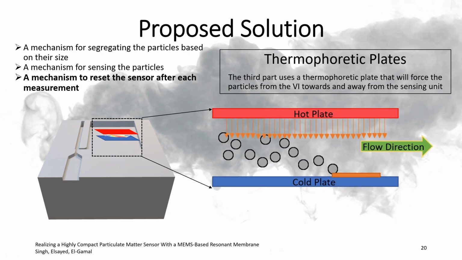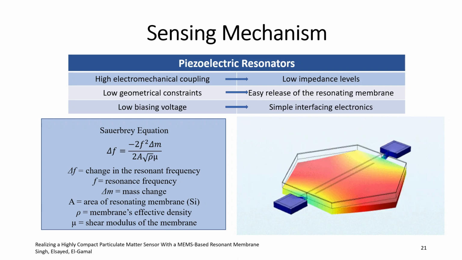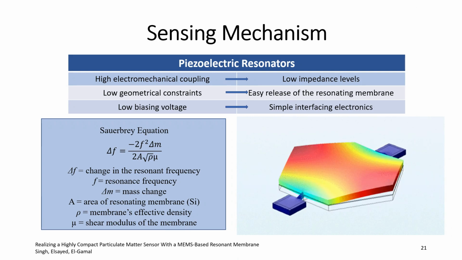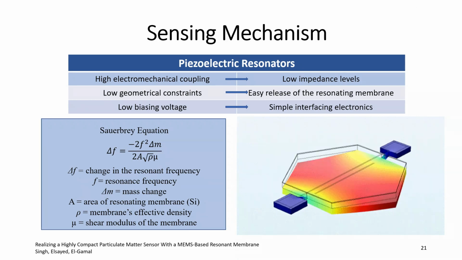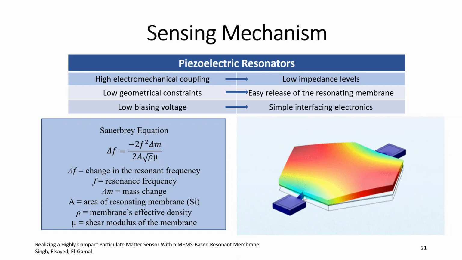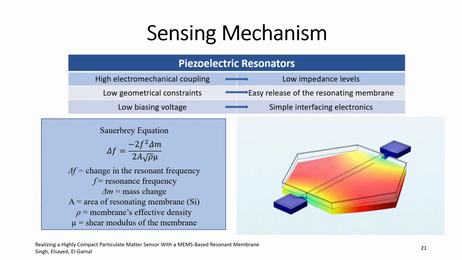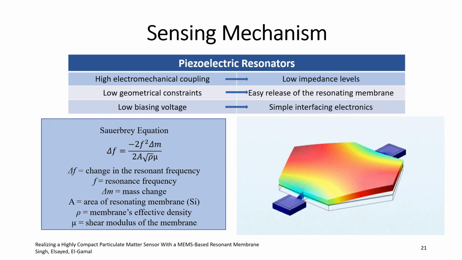Now for the sensing mechanism, the choice of resonators that we have selected is piezoelectric resonators. Now why? Because they have high electromechanical coupling, so they have low impedance levels, they have low geometrical constraints, it's easier to release the membrane of a piezoelectric device, and also they need low biasing voltage. So the interfacing electronics will become simple.